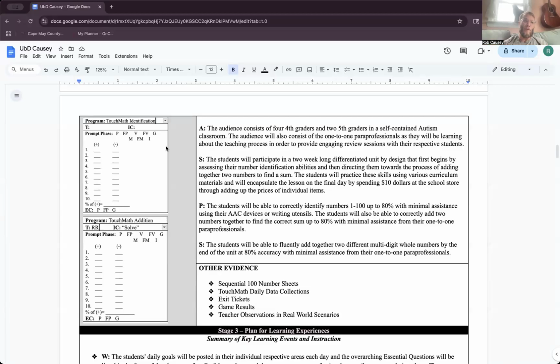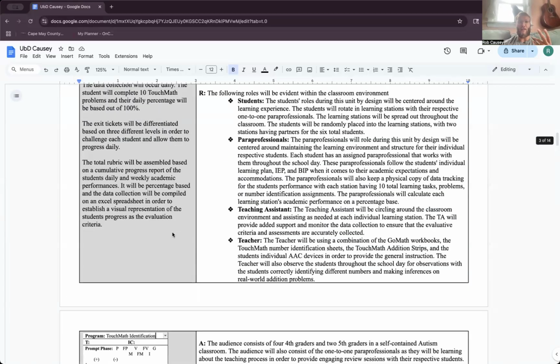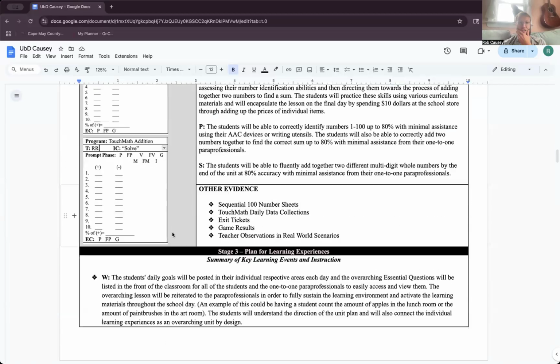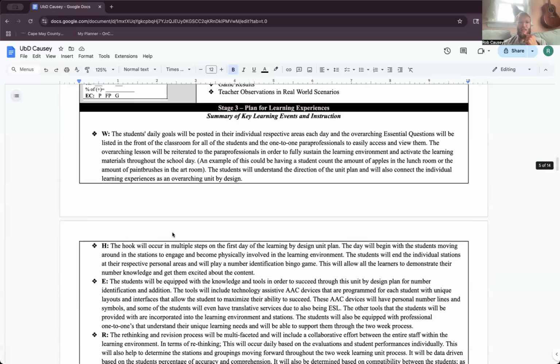If the student does it appropriately, they get a plus. If they don't, they get a minus. So this is based out of 10 problems during their station rotation. That's then converted into a percentage. Same thing when they move on to addition. It's broken down into 2 different weeks. These are the people in the room with the performance tasks, some of the other evidence.